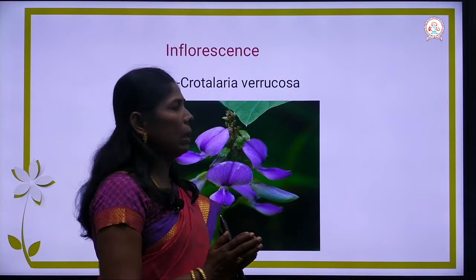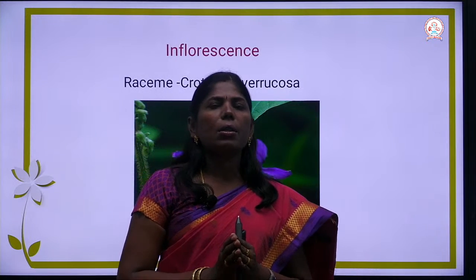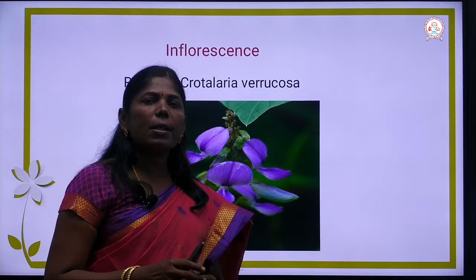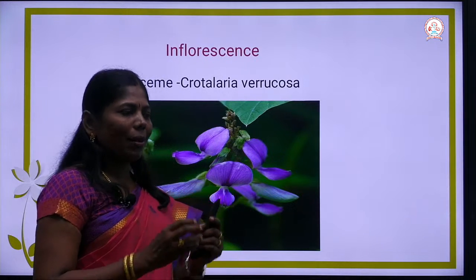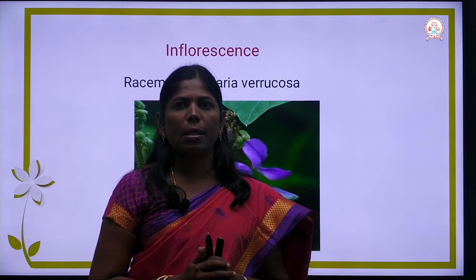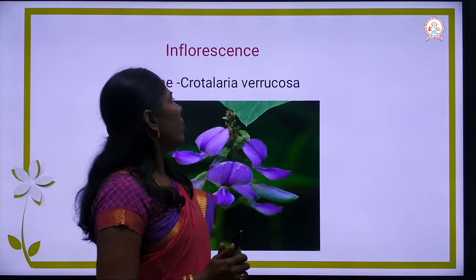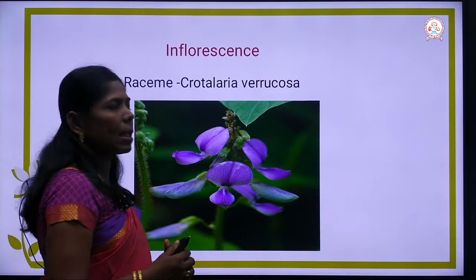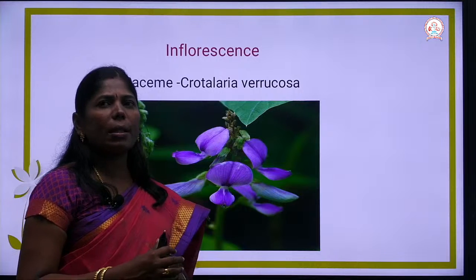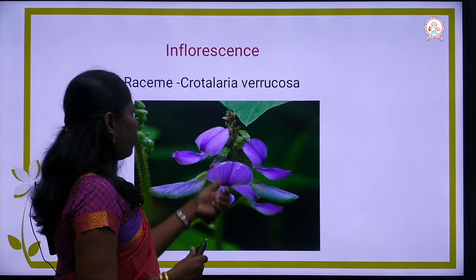So now we are going to learn the floral characters. In the floral characters, the first one is the inflorescence. Inflorescence means all the flowers are arranged on the main axis, on the peduncle. That is called the inflorescence. So what type of inflorescence in the Fabaceae? The first one is a raceme. Raceme is Crotalaria verrucosa. Raceme is a main type of inflorescence.